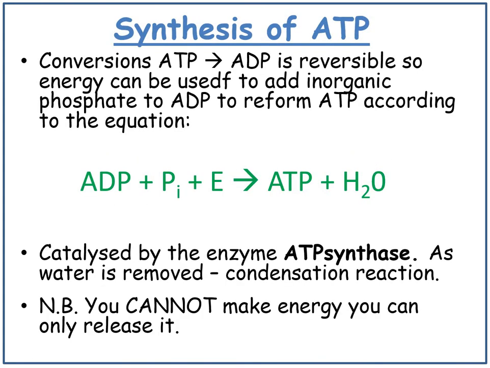Synthesis of ATP. Conversion of ATP to ADP is reversible, so energy can be used to add inorganic phosphate to ADP to reform ATP. So the equation for this is ADP plus Pi plus energy goes to ATP plus H2O. And it is catalyzed by the enzyme ATP synthase. As water is removed, it's a condensation reaction. Just a really big note, you cannot make energy, you can only release it.